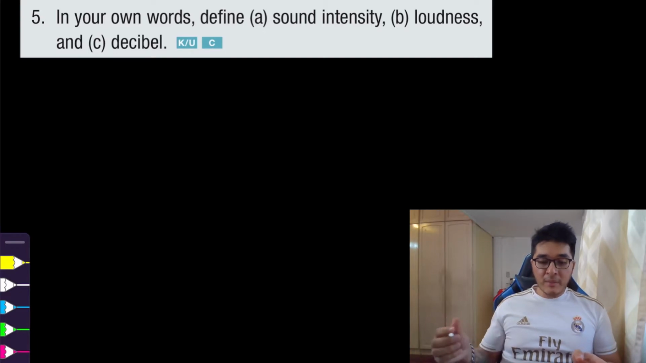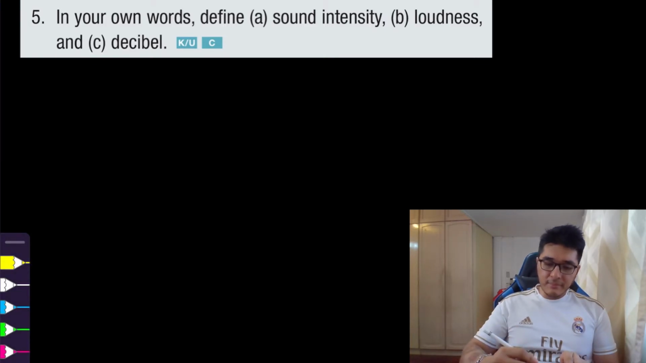Now let's look at question number 5. In your own words, define sound intensity, loudness, and decibel. So I'm going to set this up in 3 different columns.